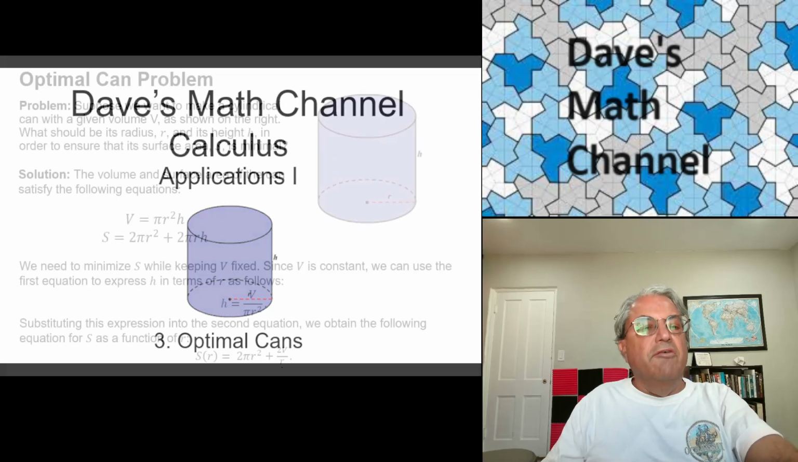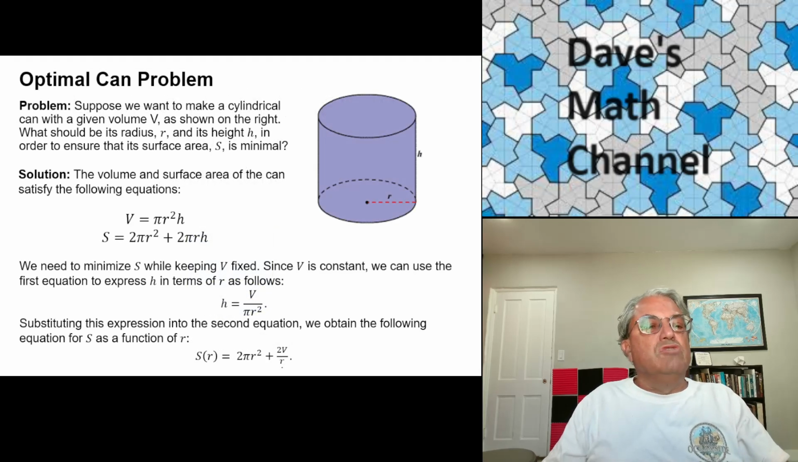So let's begin. So here's the problem, just written out in full. Suppose we want to make a cylindrical can with a given volume V, as shown on the right. What should its radius R and its height H be in order to ensure that its surface area S is minimal?